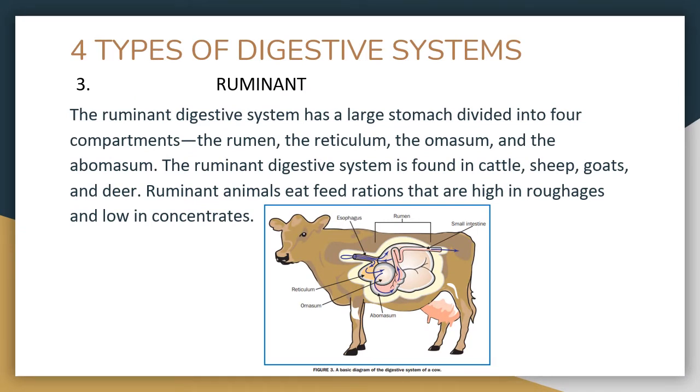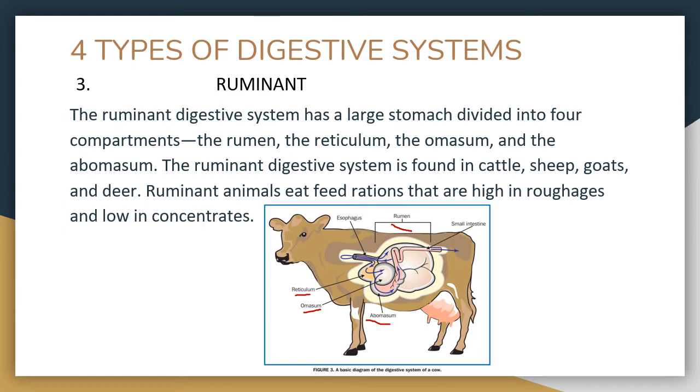Third, ruminant. The ruminant digestive system has a large stomach divided into 4 compartments. The rumen, the reticulum, omasum, and the abomasum. The ruminant digestive system is found in cattle, sheep, goats, and deer. Ruminant animals eat feed rations that are high in roughages and low in concentrates.